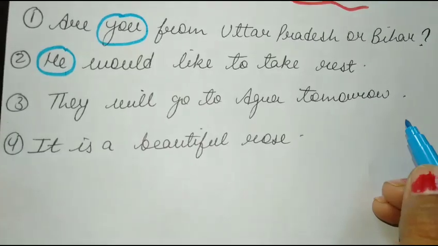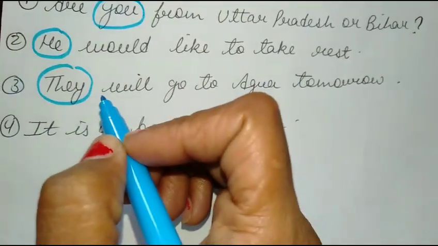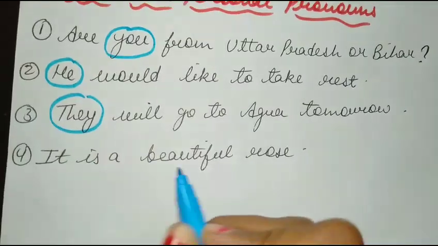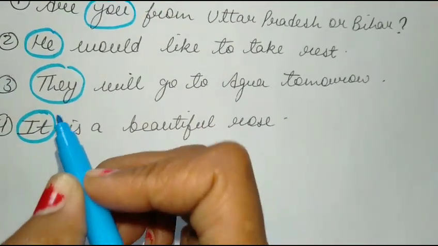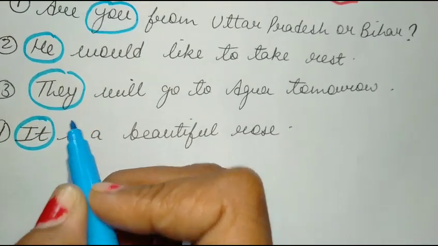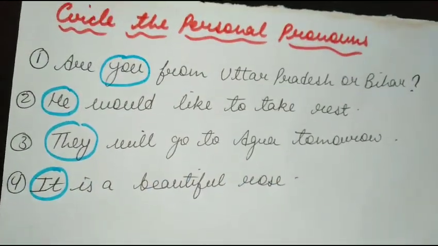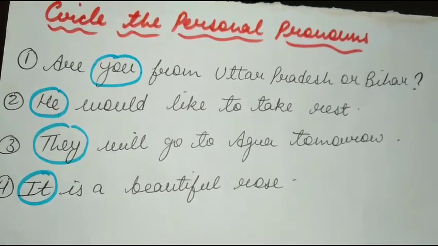They will go to Agra tomorrow. They, that is third person plural. It is a beautiful rose. It is a personal pronoun and it is singular third person. So now I think this video will be very helpful for you all to understand personal pronouns.